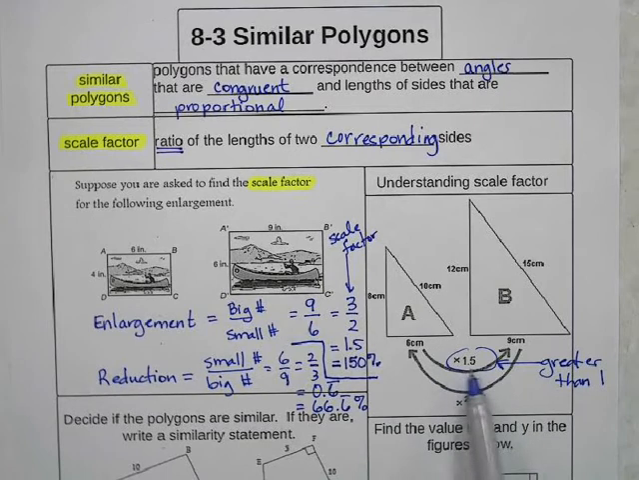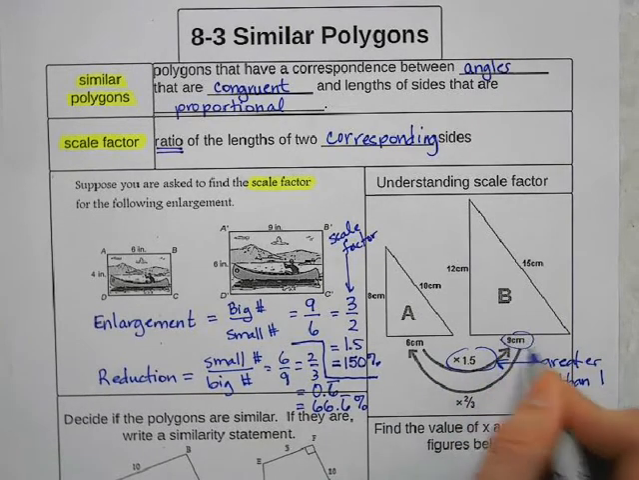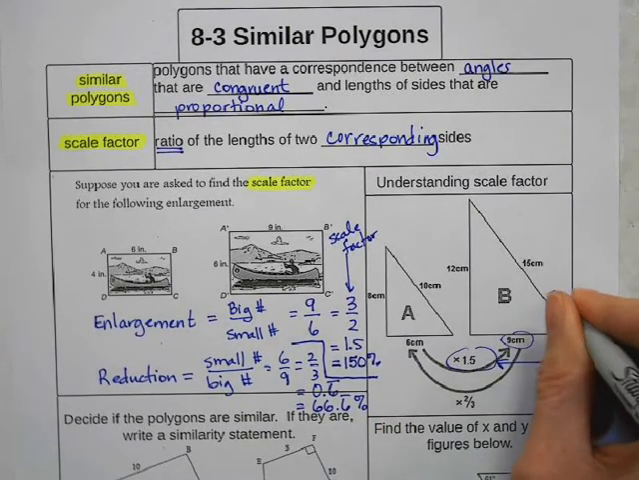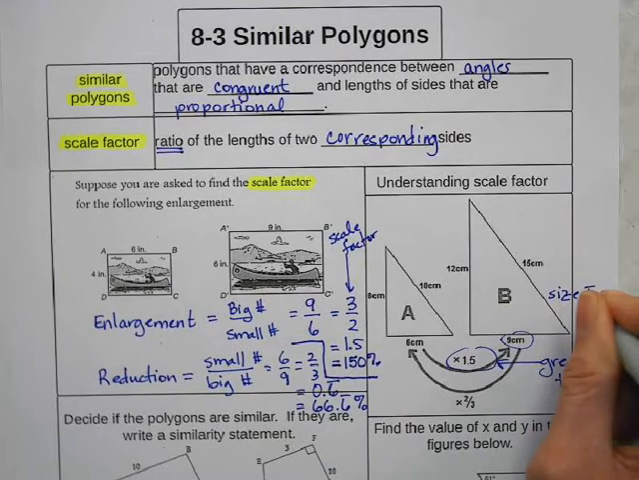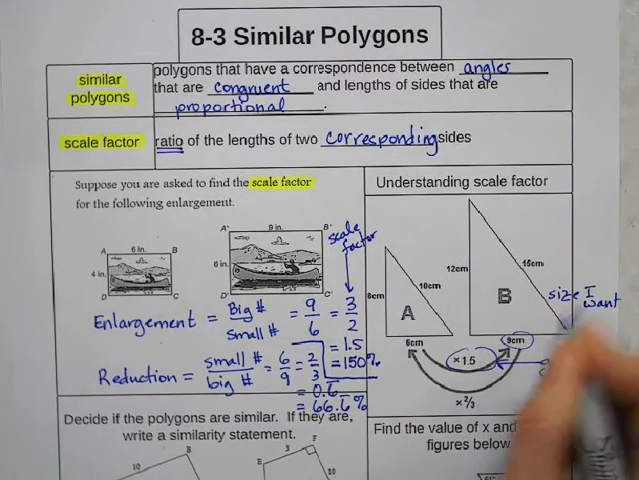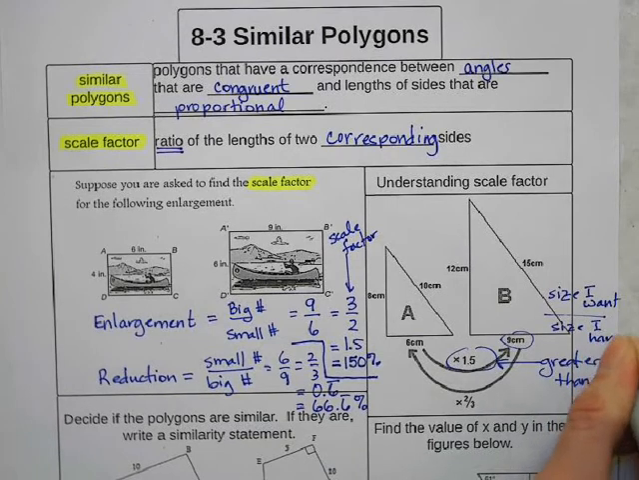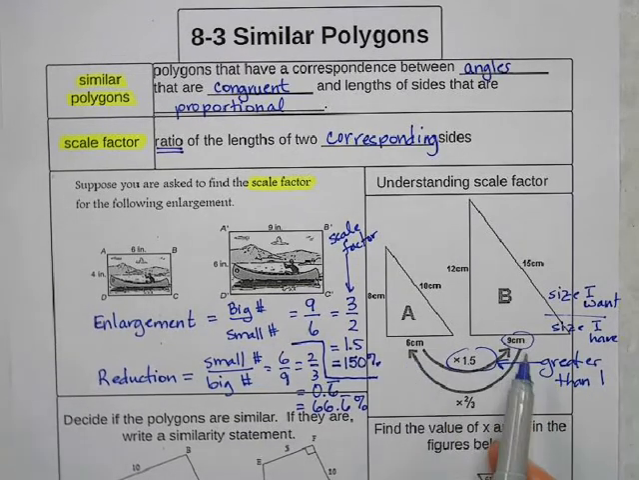And where did I come up with that number? I took the size that I want, and I divided it by the size that I have now. The size I want divided by the size I have. And that'll tell me what I need to multiply by. So 9 divided by 6. In other words, big number over small number. That will give me my scale factor.